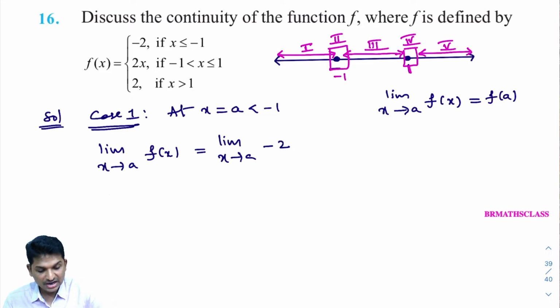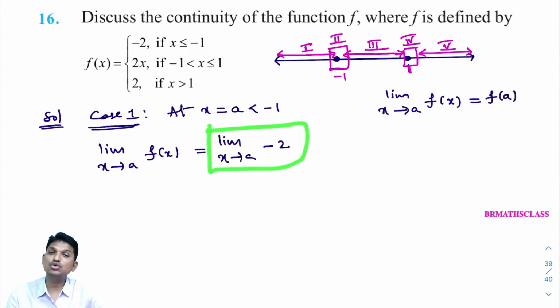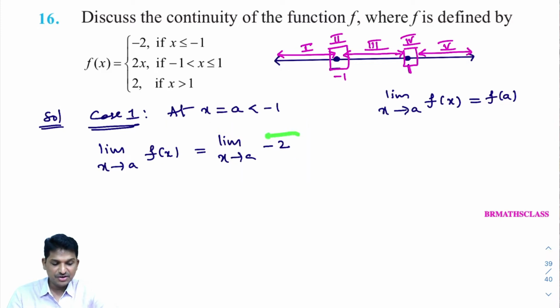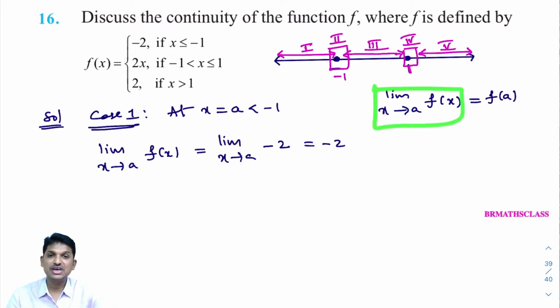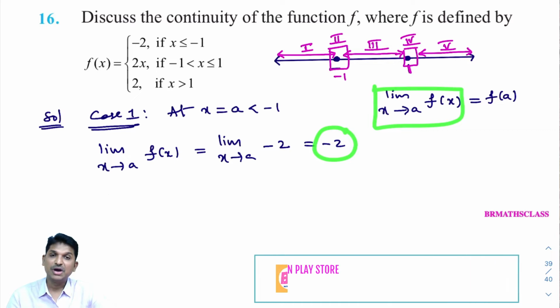So now I need to calculate this limit. How to calculate this limit? In the limits chapter, for any problem, first we try the direct method. What is the direct method? In the given function, wherever x is there, we write a. Actually, in the given function, the x value is not there. So what is its answer? Its answer is minus 2 only. So when I calculated the limit as x tends to a of f of x, I got minus 2.